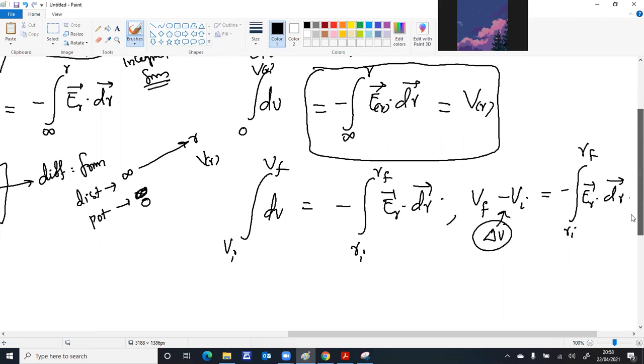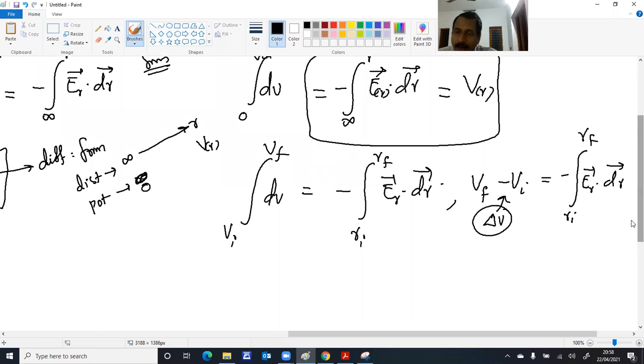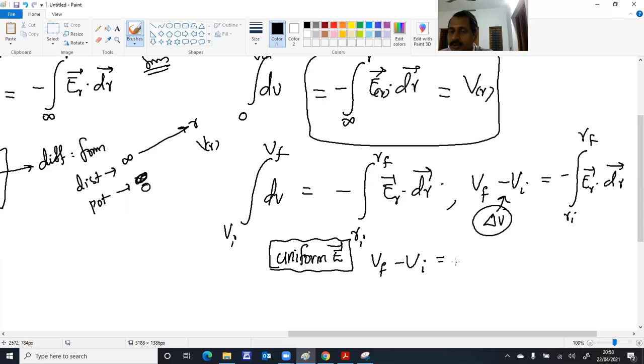Yes, sir. I need to add just one more point in this last. If the field is uniform, uniform electric field, V final minus V initial equals minus integral R initial to R final E R dr cos theta.